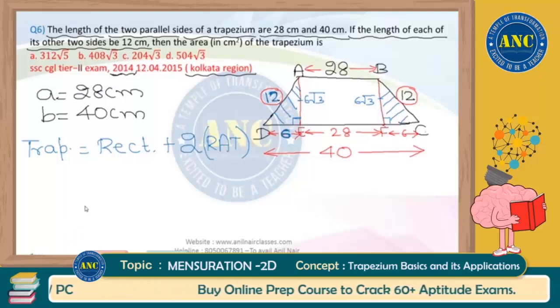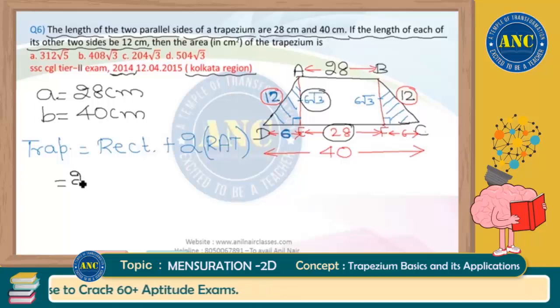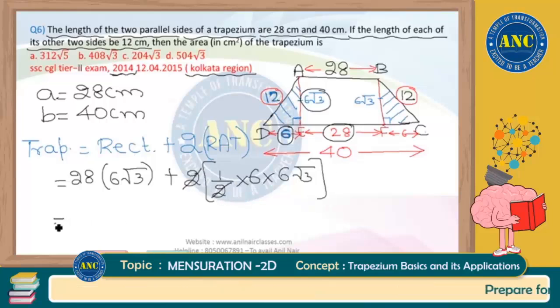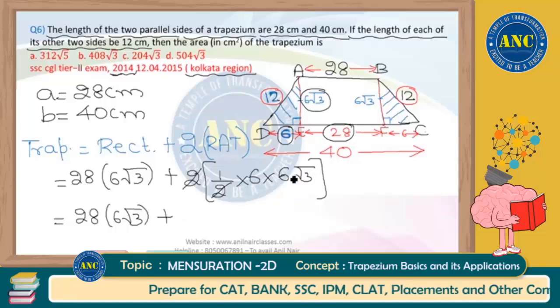That means the area of the rectangle, whose length is 28 and breadth is 6 root 3, is 28 into 6 root 3, plus 2 times the area of the right angle triangle, which is half into base 6, height 6 root 3. So the 2 and 2 will cancel here. So this is 28 into 6 root 3 plus 6 into 6, which is 36.